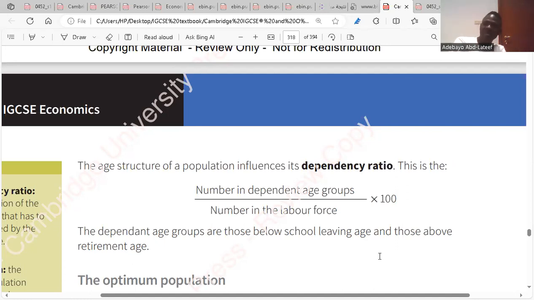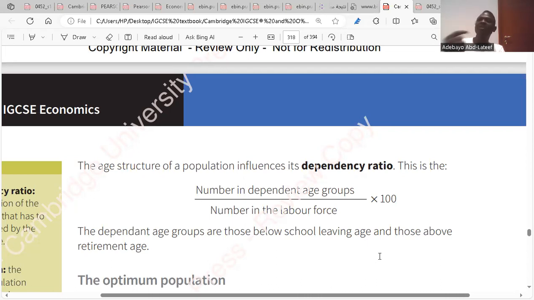It's not from 16 to 65. Within 16 to 65, there's a middle age group that are working. So we're talking about dependency rates: the number of people that are dependent divided by the number of the labor force multiplied by 100. The dependent age group means from 0 to 14, and 65 and above. It depends on the country.